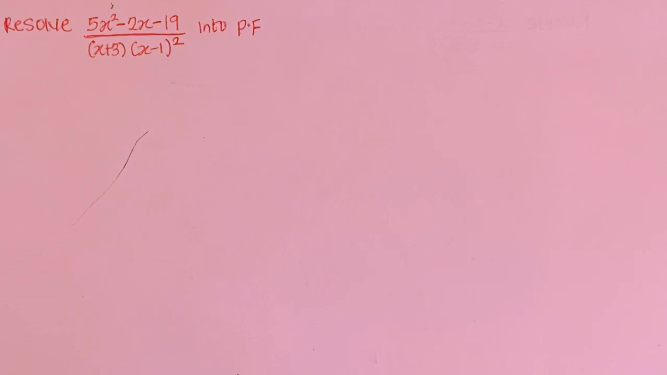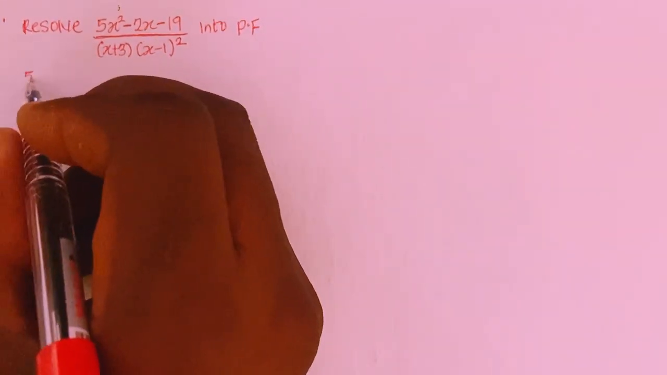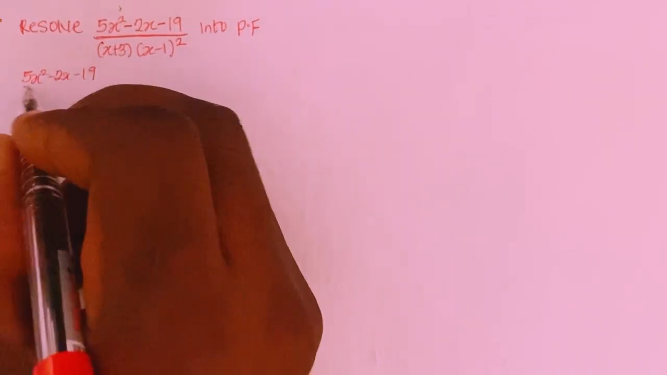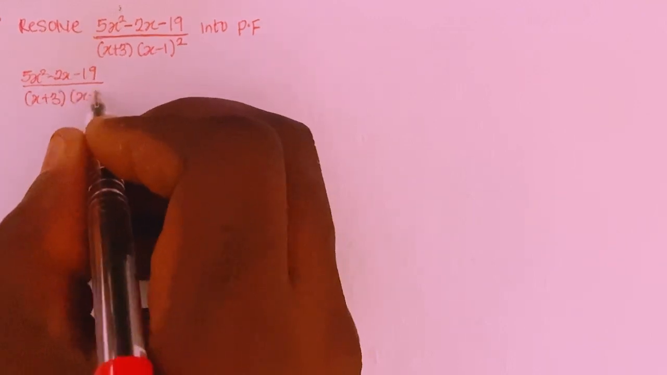Suppose you are asked to resolve this into partial fractions. What I'm going to do in this case is write this expression, which is 5x squared minus 2x minus 19 divided by (x plus 3) into bracket (x minus 1) all squared.